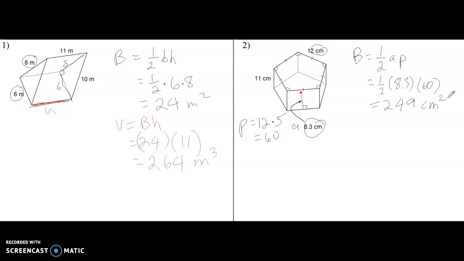Now the height here is going to be the height of the prism. And you'll see that that's like this length here. Okay? So the height of my prism will be shown as the height from the bottom base to the top base, and that over there is 11. So for my prism, I'll have volume is equal to big B times H. Big B, of course, is 249. And my height is 11. Okay? So I need to multiply that times 11. I end up with 2,739 cubic centimeters.